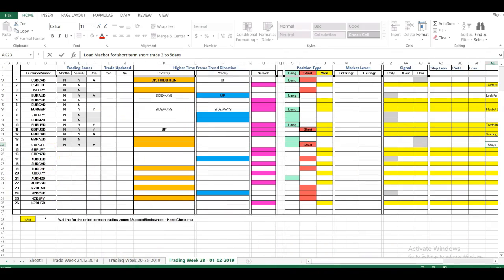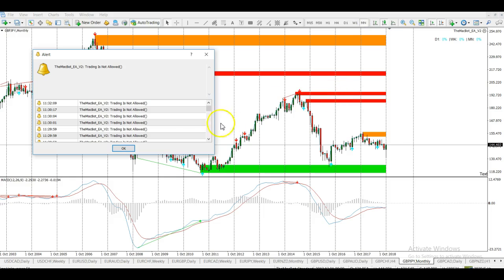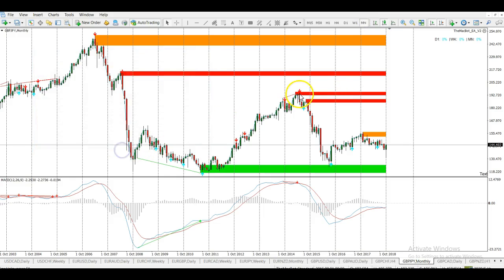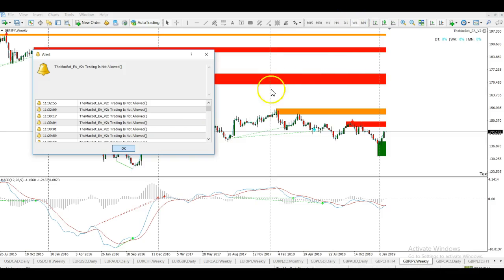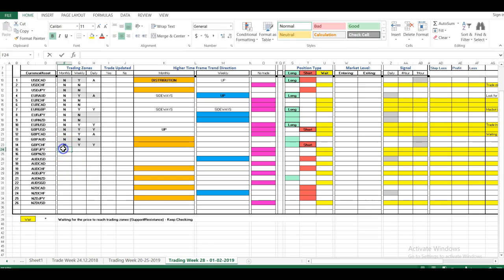British pound yen. Okay, British pound yen. Monthly. No. Weekly. No. The weekly's up here. There's 2 no's. But what I'm going to put in here on the weekly, just to test, is a capital A, because it is approaching. This one's no.